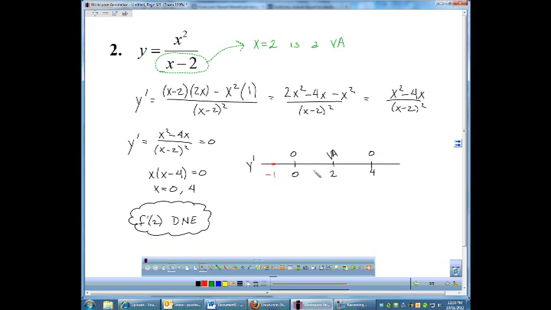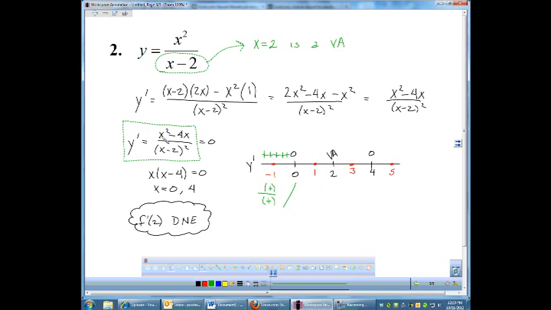And then we pick test points. So I'll plug in -1, 1, 3, and 5. And I like to plug into my factored or my cleaned up derivative. Here's my derivative, and I'm going to plug numbers into that. So if I plug in -1, -1 squared is 1, minus 4 times -1, that will be 5. That's a positive. So my numerator is positive. My bottom is being squared, so my bottom is always going to be positive, regardless of what I plug in. So if I plug in -1, I get a positive over a positive, which is overall a positive.